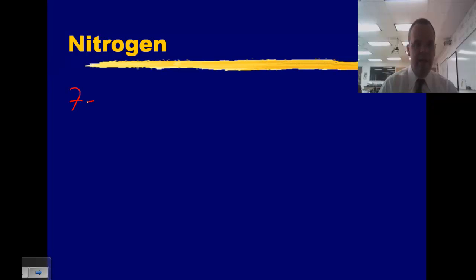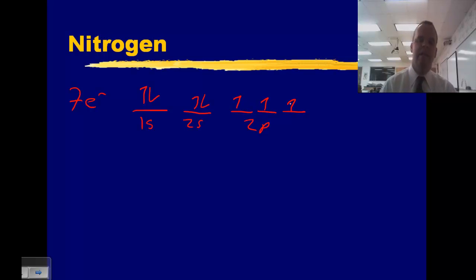Nitrogen, 7 electrons, 1s2, 2s2, got the 2p set. Now we're going to have 3, and they're going to go 1 into each of the individual p orbitals. You see this clearly in the orbital notation. You do not see this clearly in the electron configuration notation. You do need to know how to do both notations.